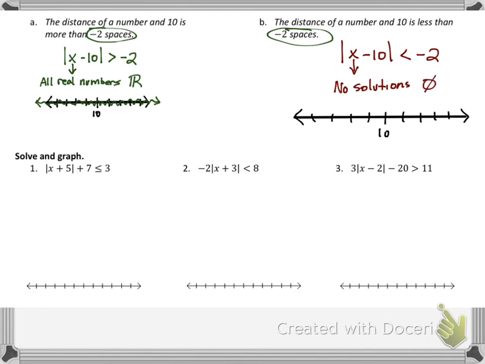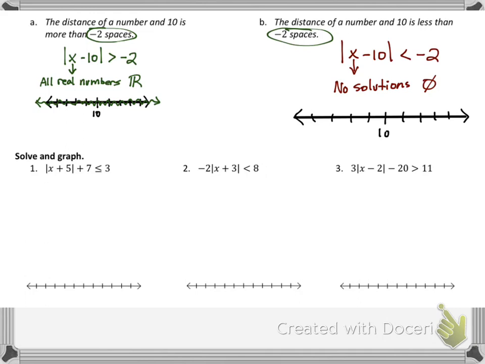And the symbol for no solutions is that. So that just doesn't make sense. So the lesson here is, if you have an absolute value that's greater than a negative number, that's all the numbers in the world. Or on the flip side, if an absolute value is less than negative 2, that doesn't exist. There is no existence of that.